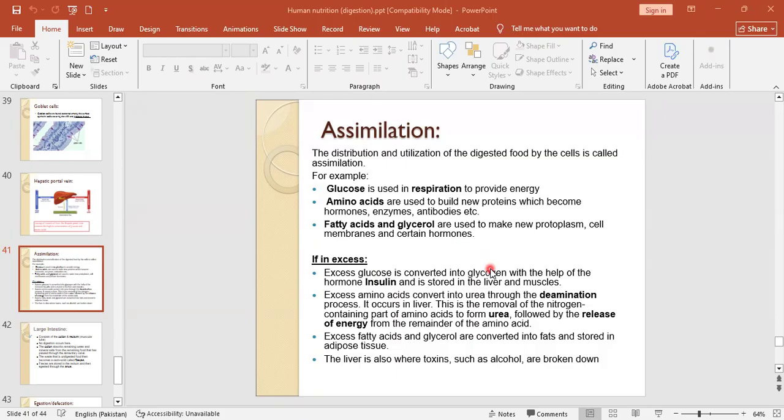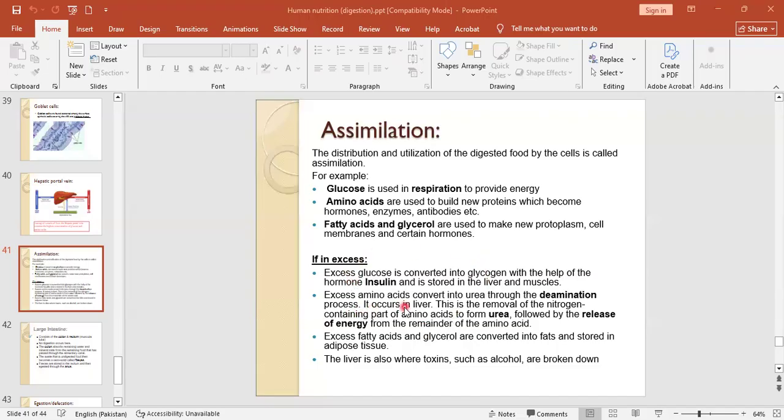What do you think? What type of condition will it now cause in the body? Diabetes. Very nice, diabetes. That's why insulin is important. Okay, so what happens to the glucose if it's in excess? It converts into glycogen.